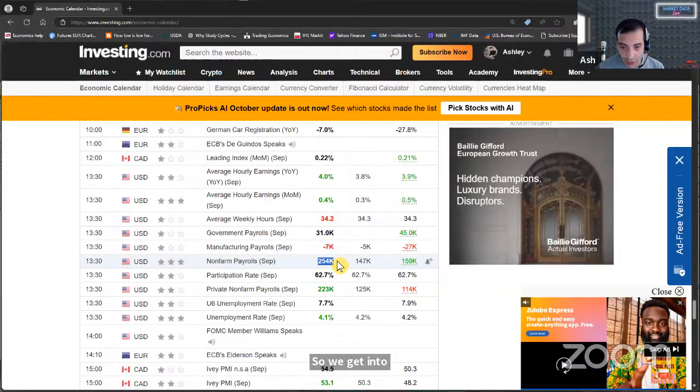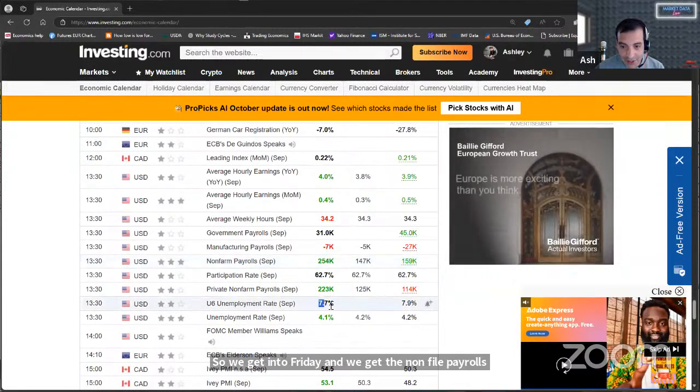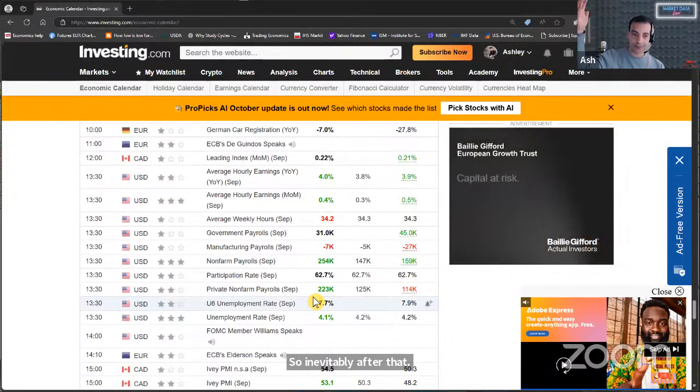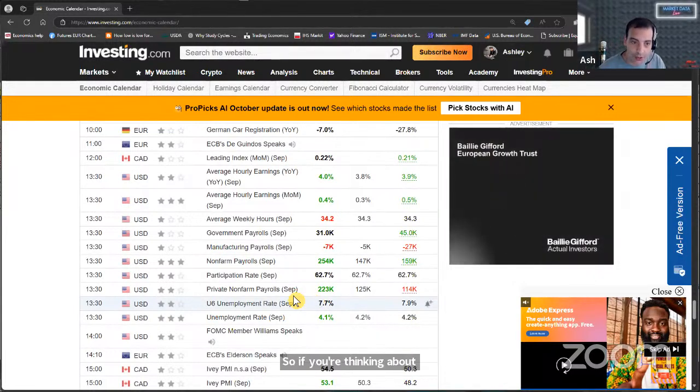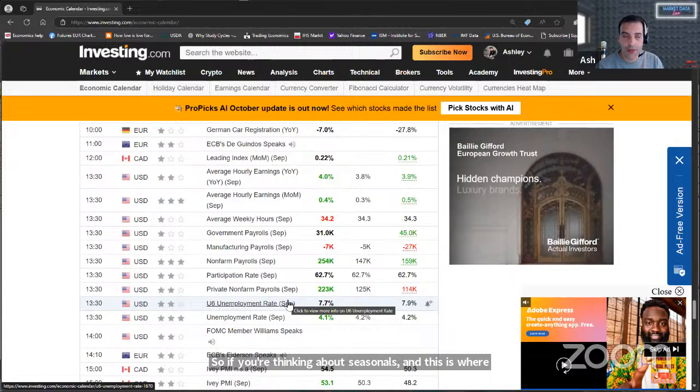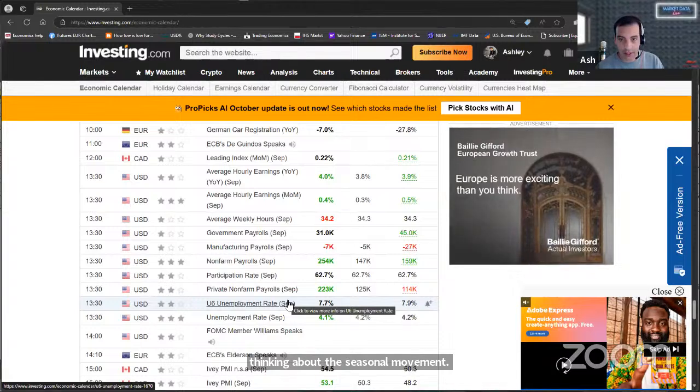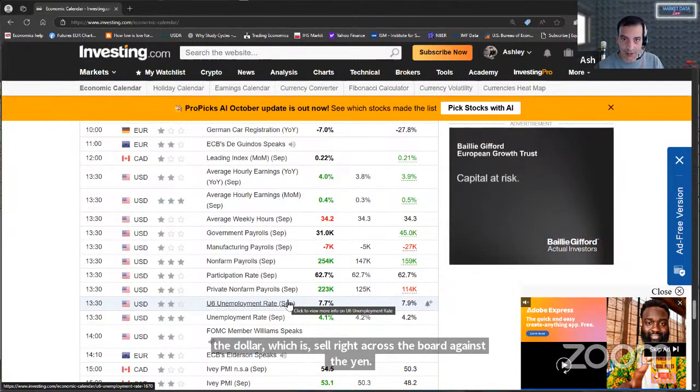And again, we get growth. So inevitably, after that, if you look at the chart, the dollar spikes. So if you're thinking about seasonals, this is where we need to start making some choices. The seasonal movement for the dollar is sell right across the board, apart from against the yen, but the fundamentals do not suggest a sell.